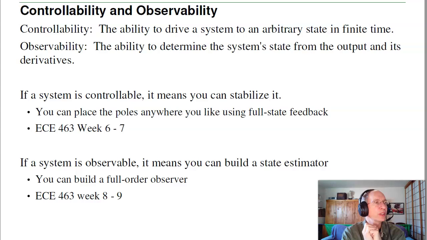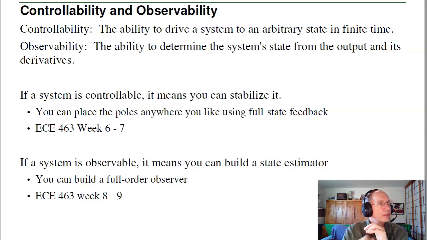Observability will be useful later on when we start building observers. If I can't measure all the states, I try to estimate them. I can only estimate the states if there's information. What observability tells me is that there is enough information in the output to determine what all the states are.